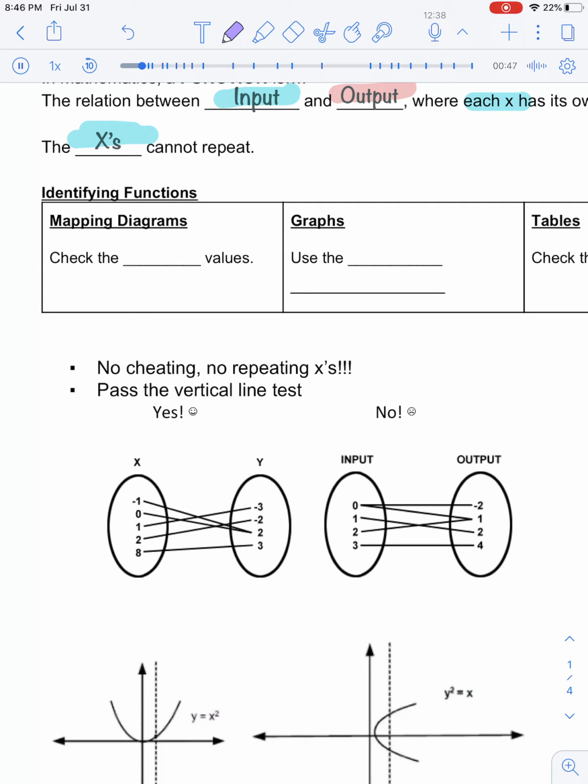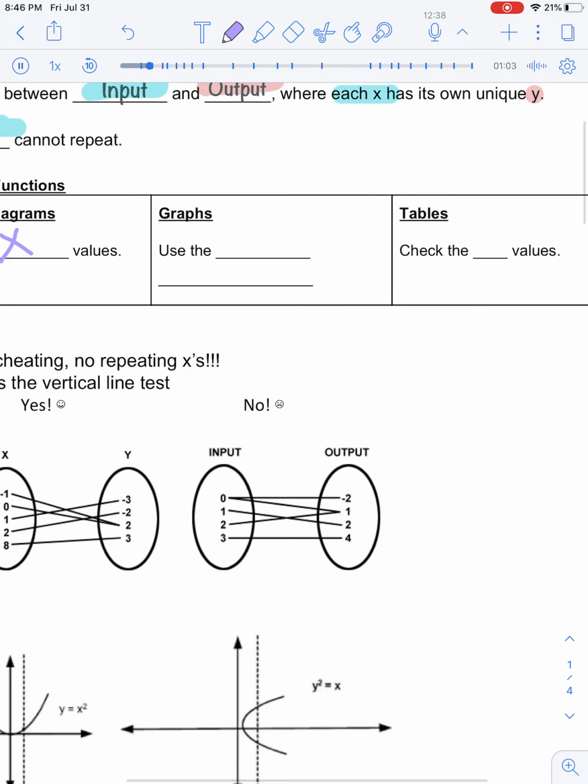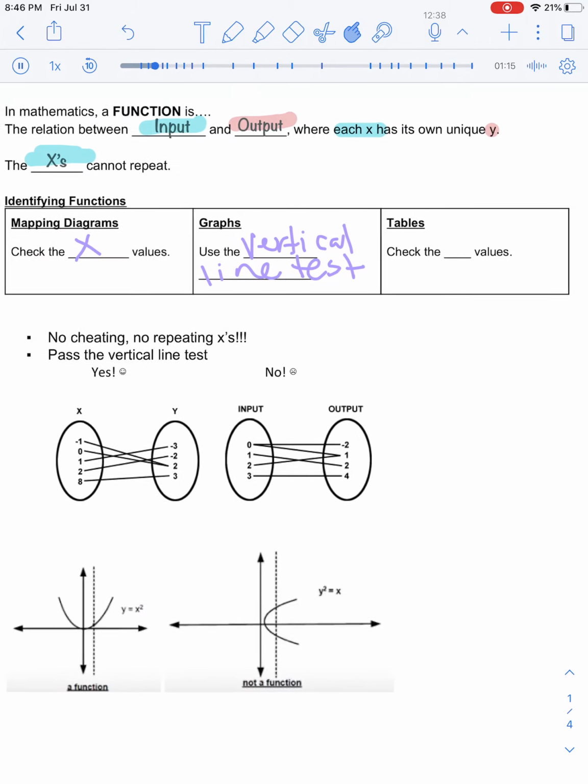If we're looking at mapping diagrams, we need to check the x values. We need to make sure that for each x, there's only one y. For graphs, we are going to use the vertical line test. And I'll go through examples here shortly. I just want to make sure that you're writing this down so that you can refer back to it.